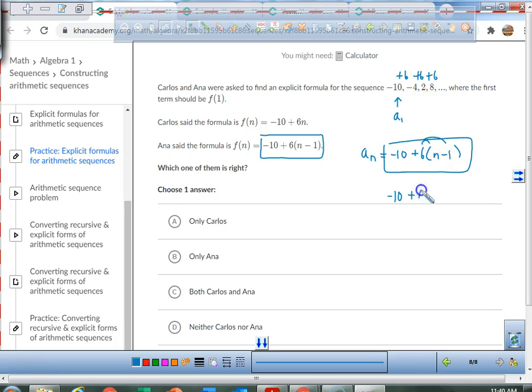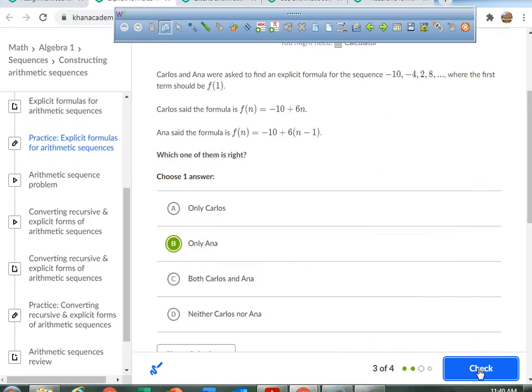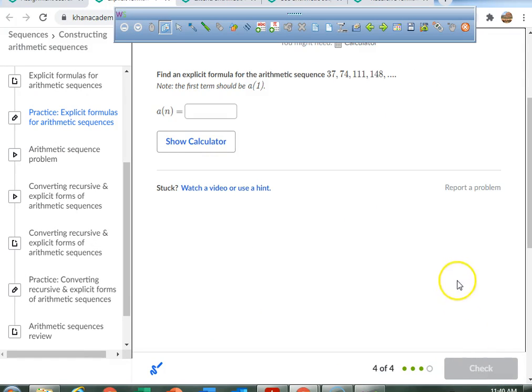All right, so plus 6n. 6 times negative 1 is minus 6. So actually, if Carlos would have put negative 16 plus 6n, then Carlos would have been right. But right now, only Anna is right in this particular situation. All right, here we go. Find a formula for this. See how easy this is? Just find the first formula.